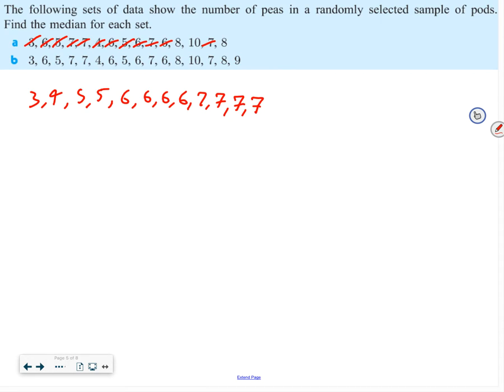Okay. I have 2 8s. No 9s, but I have a 10. Okay. So if I look here, I have 15 is my n. I have 15 data values.